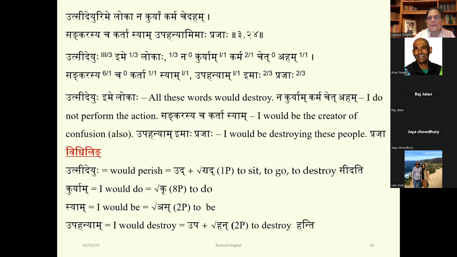And sad is one P, but it conjugates as sidati. It's not sadati. So there's a special rule here. It becomes sidati. Kuryam here. So this is again a vidhiling form. I would do. It is an 8P. Syam, this is as, I would be. Upahanyam, I would destroy. So up and han here. And again in han, this is a 2P, so the form is hanti, hanyam. So in this verse, again, you see the use of vidhiling.